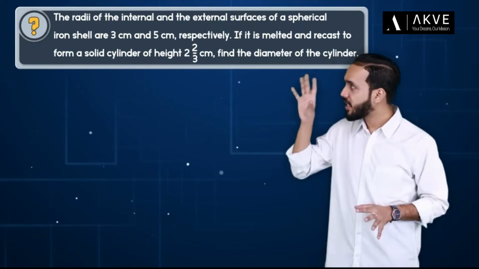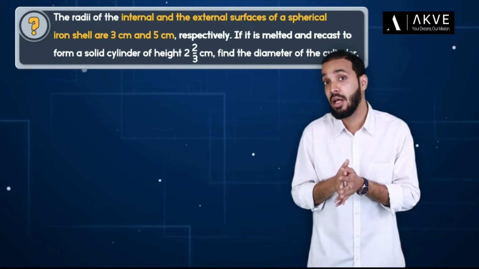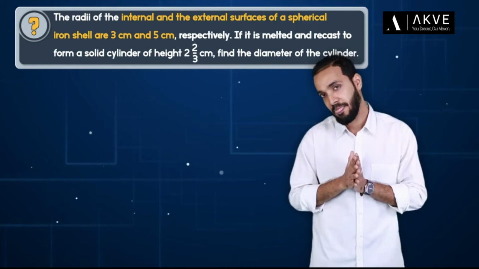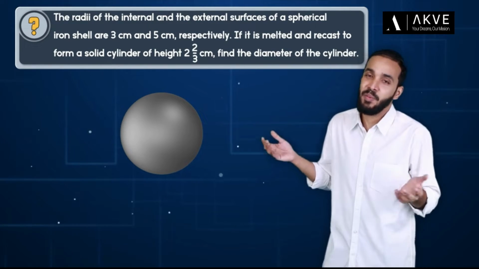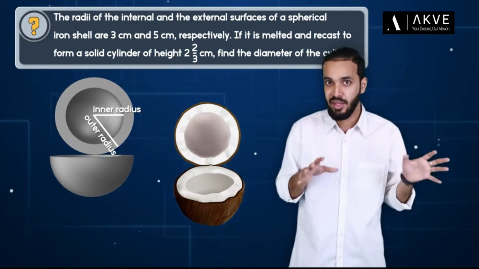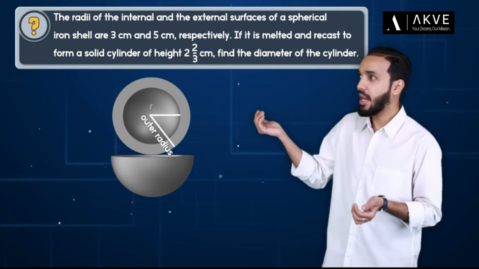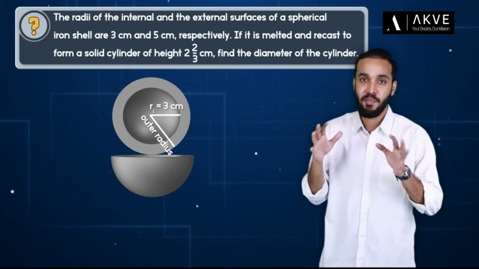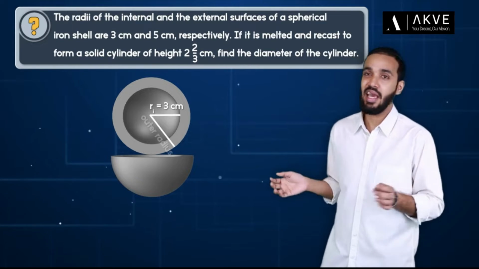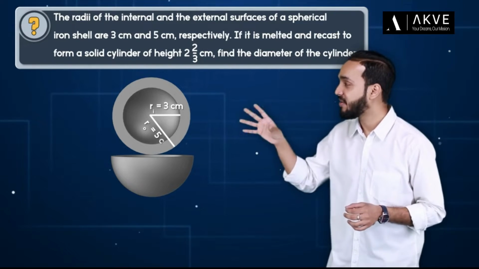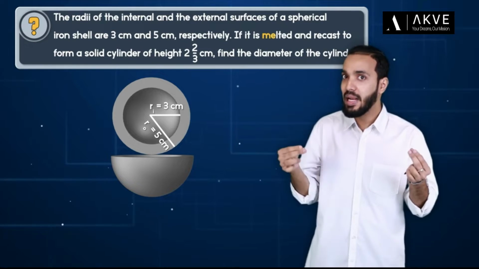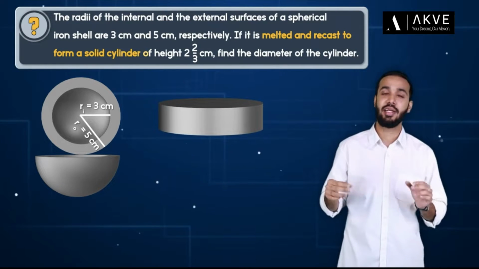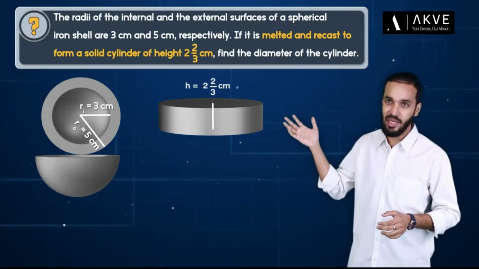Let's visualize. The question talks about a spherical shell with different inner and outer radii. This indicates that the iron shell has some thickness, pretty much like a coconut. Now, the inner radius, say Ri, is given as 3 cm and the outer radius, say Ro, is given as 5 cm. So, this is how your spherical shell should look. Now, this shell is melted and recast into a solid cylinder of height 2 by 3 cm.